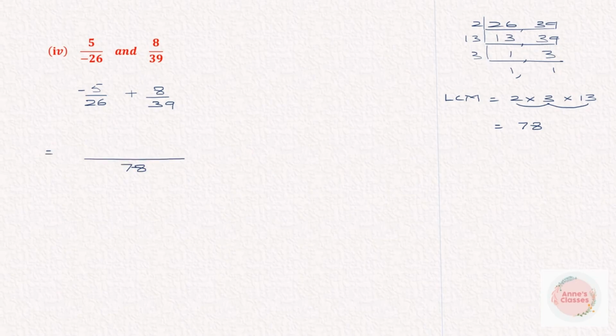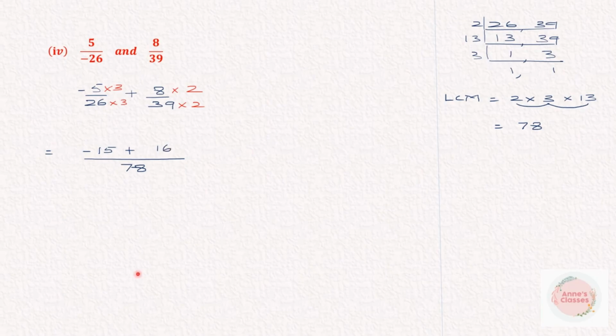Now what we usually do is this, isn't it? We look at the first fraction, the denominator is 26. 26 into what is 78? So 26 into 3. 26 into 3 is 78. So we multiply this also by 3. So minus 5 into 3 is minus 15 plus, now go to the second fraction, 8 by 39, the denominator 39 into what is 78, 39 into 2 is 78, so we multiply 8 also by 2, 8 twos are 16. Now this is one way of doing it.